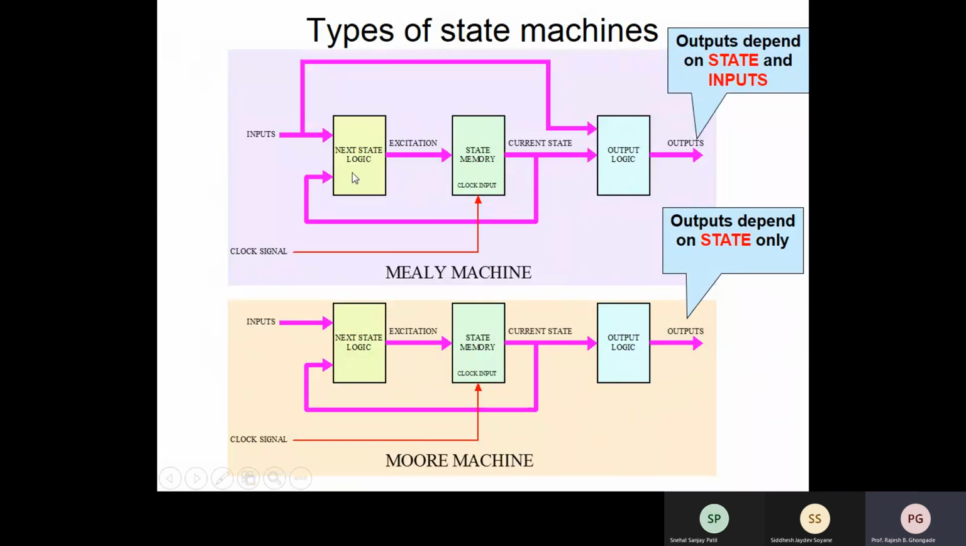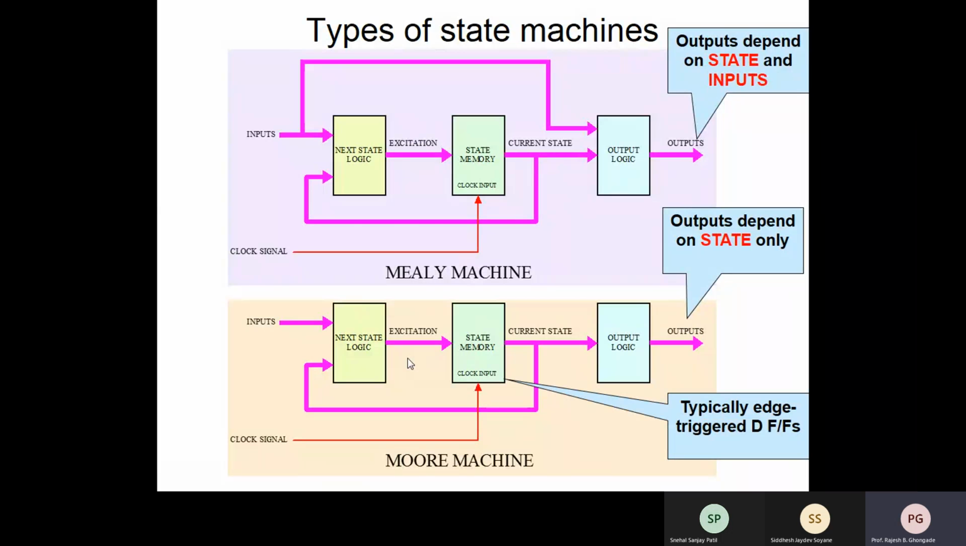So we cannot directly say which one is better. It depends on the application. If you require that there should be no latency of even half a clock cycle between the input and the output, in that case, a Mealy machine is preferred. Whereas if you want a very robust system where metastability issues are very, very less, or can be handled nicely by the clock, in that case, you can use the Moore machine. Is that clear? Yes, sir. Okay.